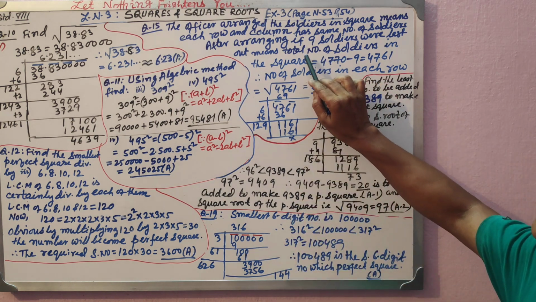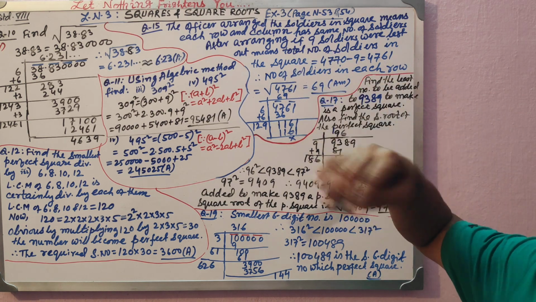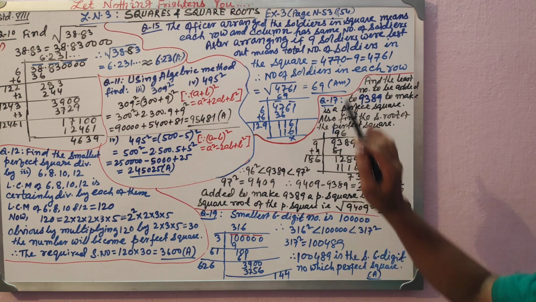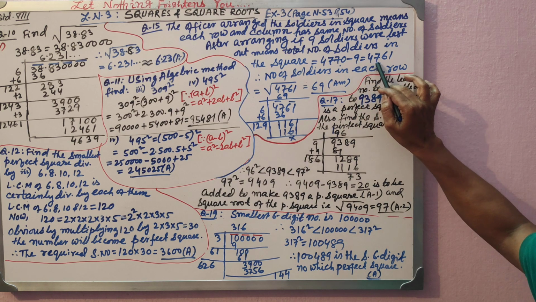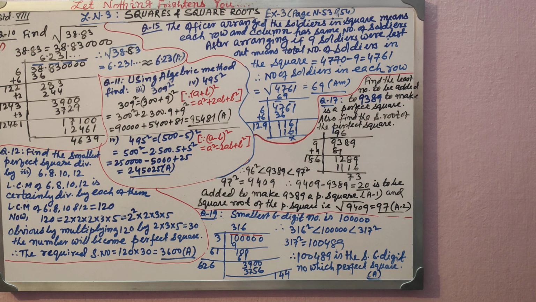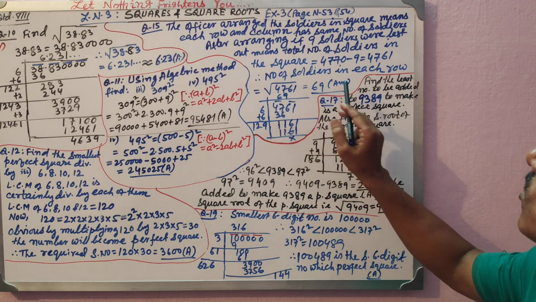So therefore that means the total number of soldiers in the square, that is the perfect square, means only a perfect square number can form the square. So it will become 4,770 minus 9, 4,761. This is a perfect square number. So each row will have how many soldiers? Definitely the square root of this. So you find out the square root.